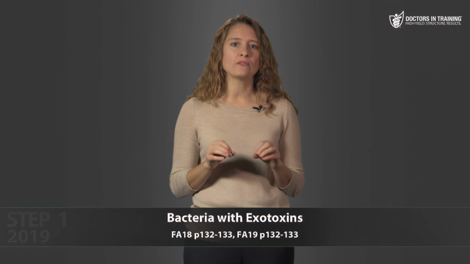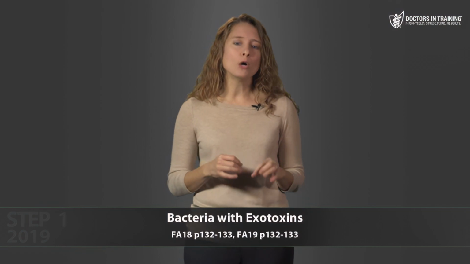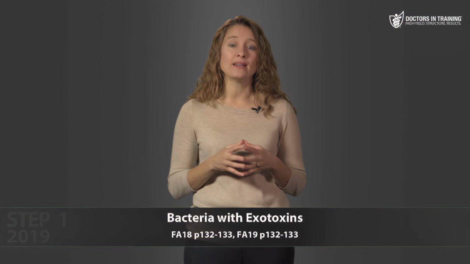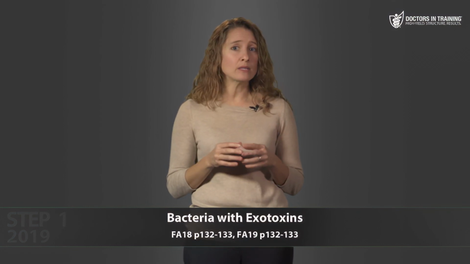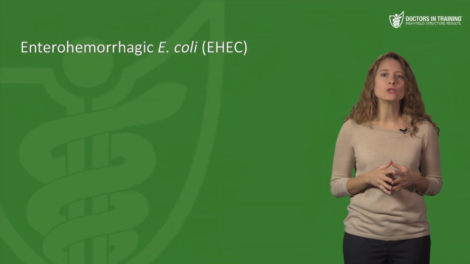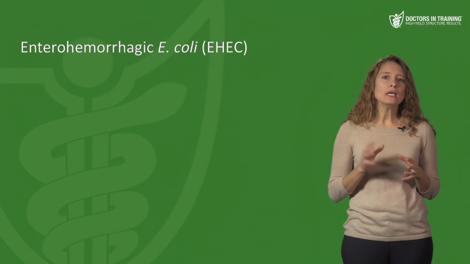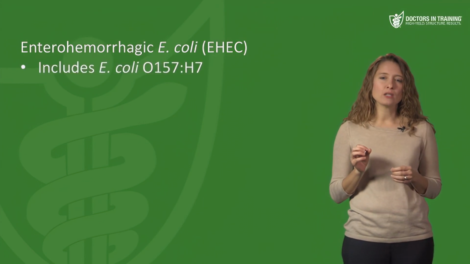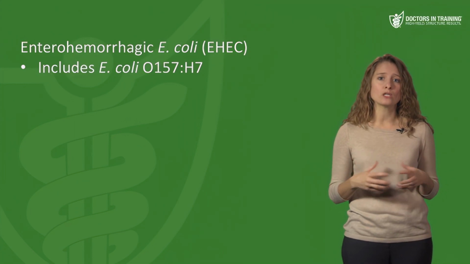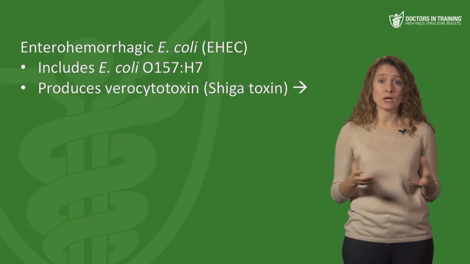Okay, now let's talk about E. coli. E. coli is found in huge numbers in the human intestinal tract. Most don't cause disease, but there are several different pathogenic types of E. coli that can cause human disease. I want to mention two toxin-forming types right now. One is called enterohemorrhagic E. coli, or EHEC E. coli. E. coli 0157H7 is one serotype of EHEC. Enterohemorrhagic E. coli forms a toxin called verocytotoxin, more commonly referred to as Shiga toxin.